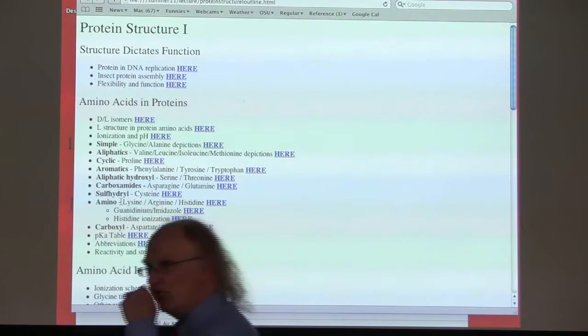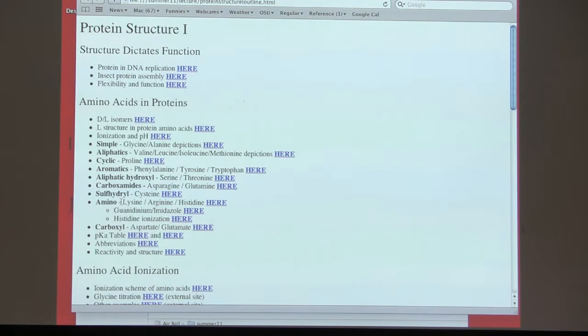Very, very important point. We have to be able to predict charges of proteins because we need to know, is this protein going to function or is this protein not going to function? That's a very, very important concept for us. Okay? Well, structure function is an important consideration. I'm going to give you a couple of examples.